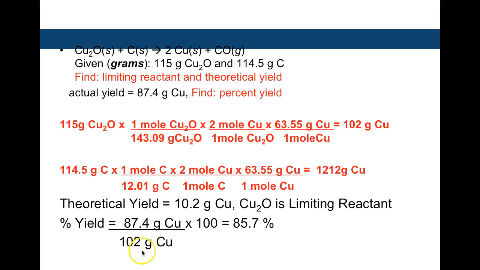Okay, you're getting 102 grams of copper. That is the theoretical yield. Again, this is a typo, no decimal point here. It's just 102 grams of copper. Okay. So the actual yield is 87.4 grams divided by the 102 grams times 100. So the percent yield is 85.7%.